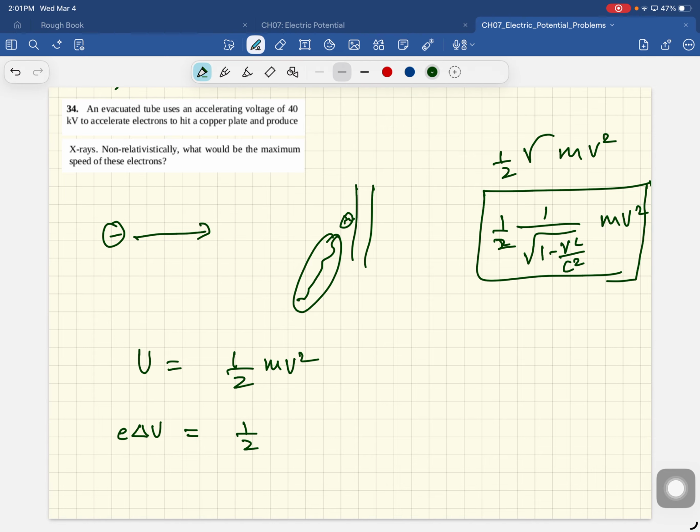Okay, so we'll learn about capacitors next chapter. Okay, let me show you. We've seen this app before.